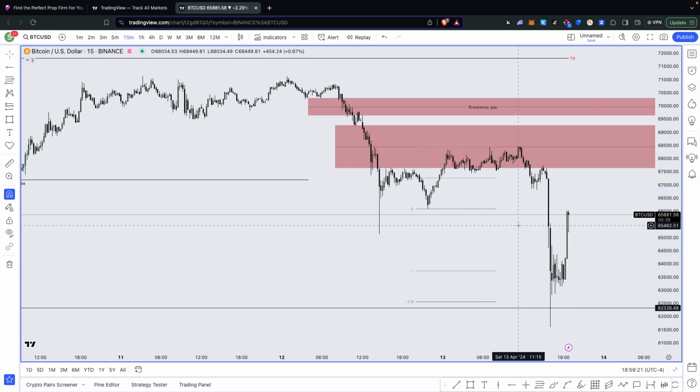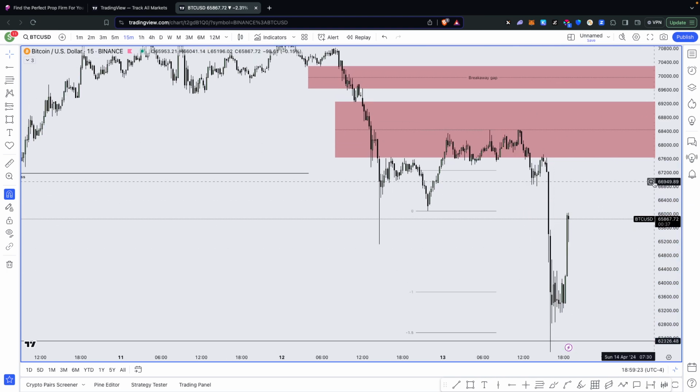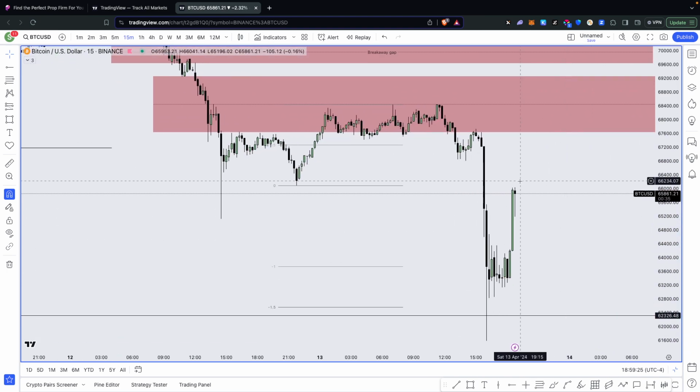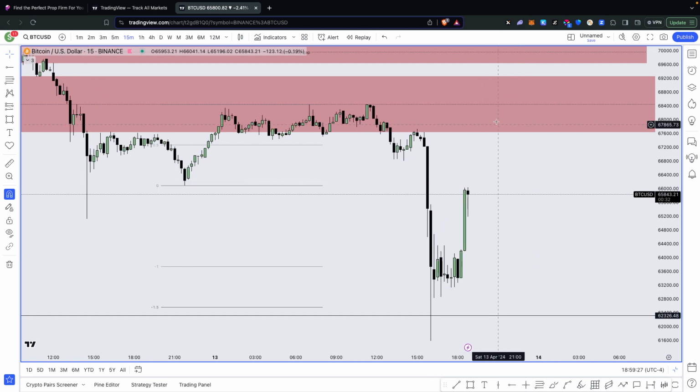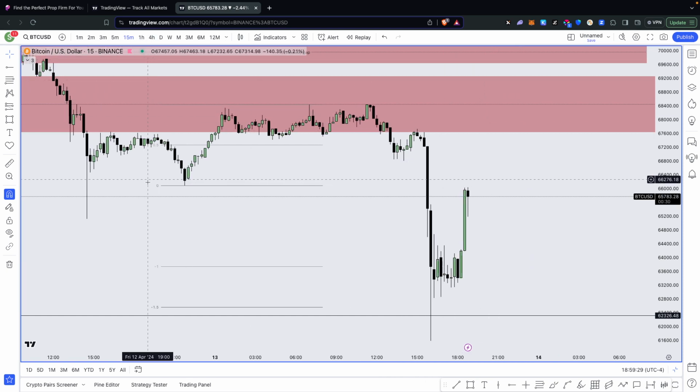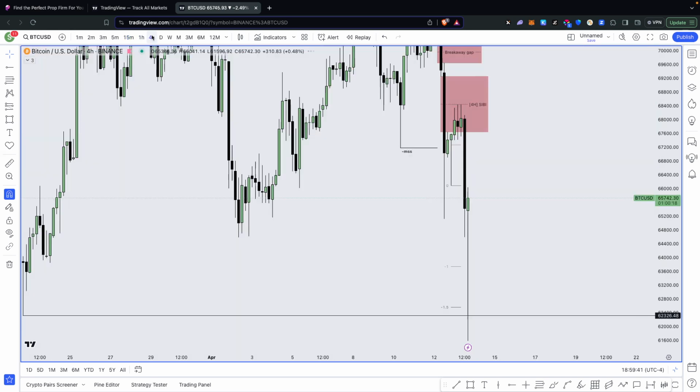Beautiful ratio. And then boom. That's how you do it. You can do this going to the upside as well. It's the same thing. Turtle soup, breakaway gaps, because you are most likely to get a breakaway gap after turtle soup.